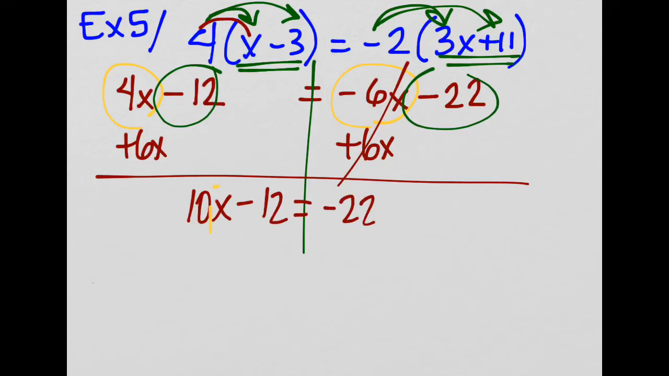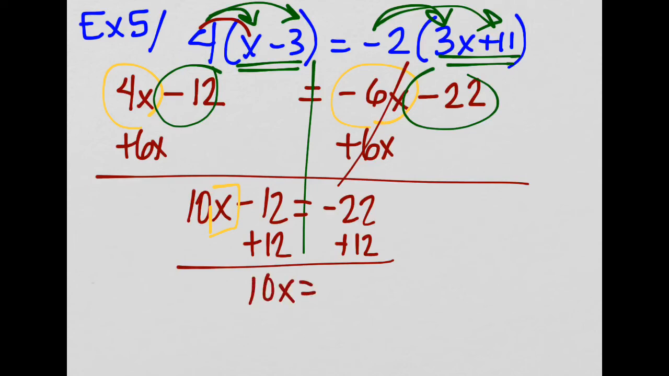Still looking for my x, so I need to get rid of both this minus 12 and the 10. So we're going to do the reverse order of operations. Always get rid of the adding and subtracting before you divide. All right. So I have negative 10 on this side. Now I can divide both sides by 10.